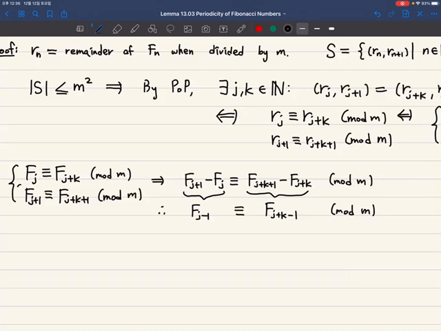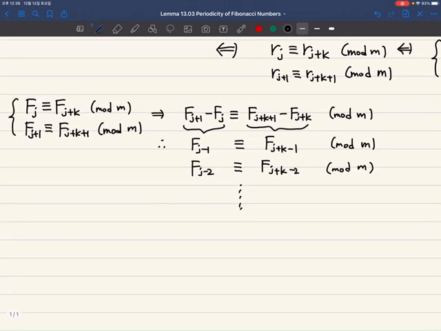Now combining this and this, we get that fj minus 2 is congruent to fj plus k minus 2 modulo m, and we can keep on going down like this until we get that f1 is congruent to f1 plus k modulo m. And we can also go down to f0 equal to fk modulo m.